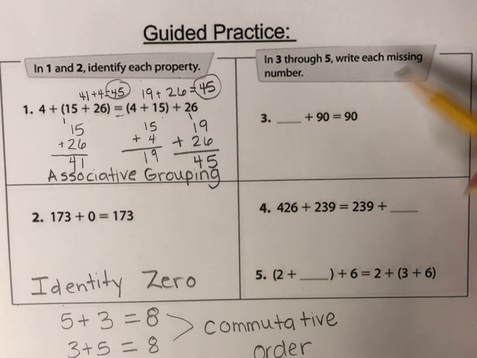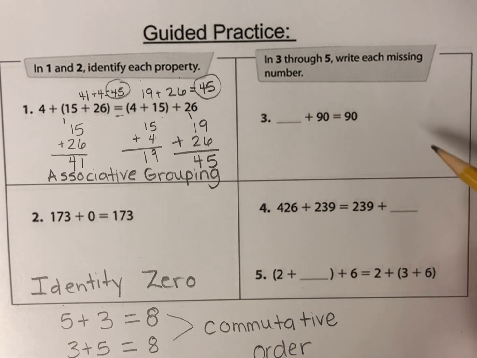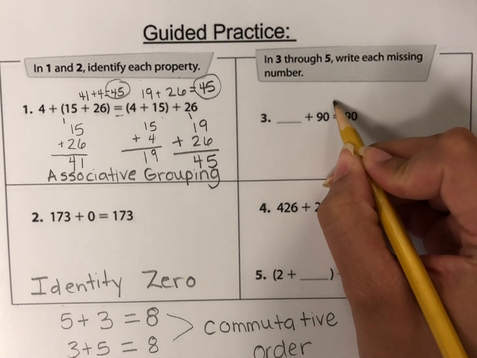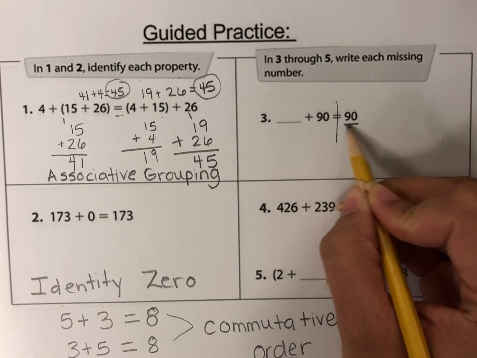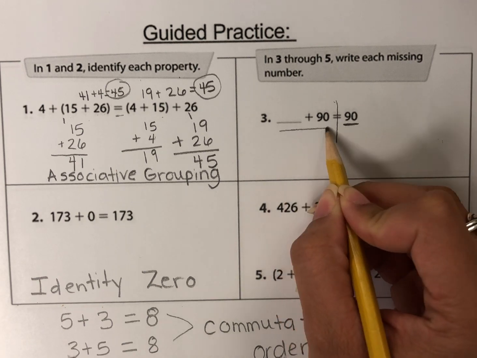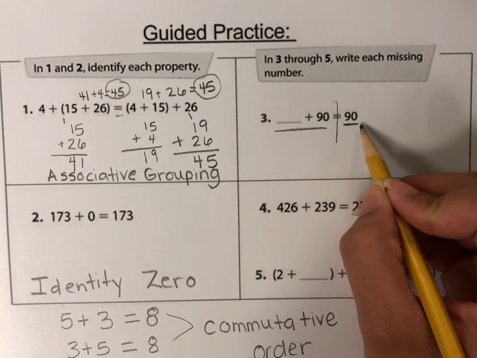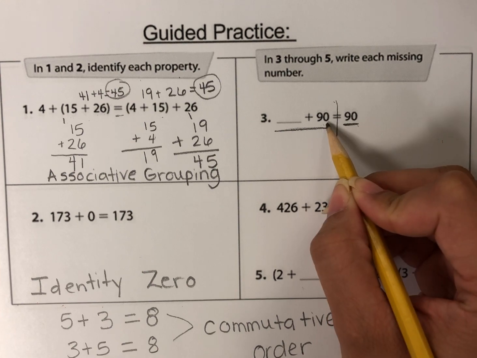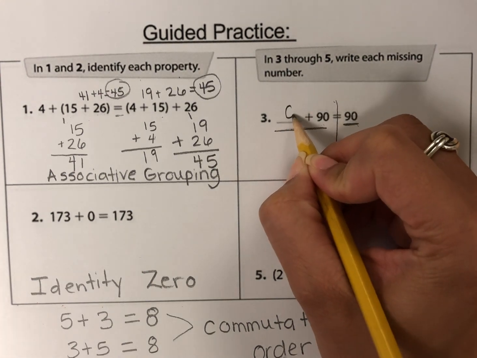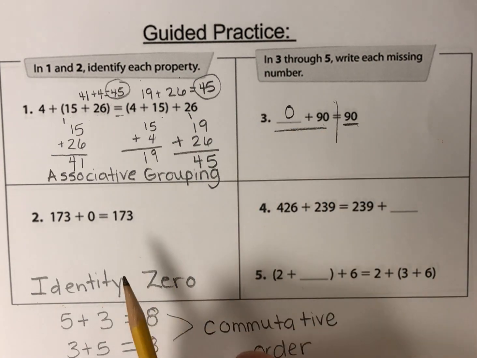Now let's take a look at 3 through 5. In 3 through 5, write each missing number. So we're not going to write down the name of the property. We're just writing down what is missing. And I'm going to draw a line through my equal sign, okay? Because whatever is on this side, the value, has to be the same value. It has to be equal on the other side of the equal sign. So this side has to equal 90. We already have a 90 here, so the only thing that we can add to 90 for its value to stay the same as 90 would be 0. And again, this would be the identity 0 property.